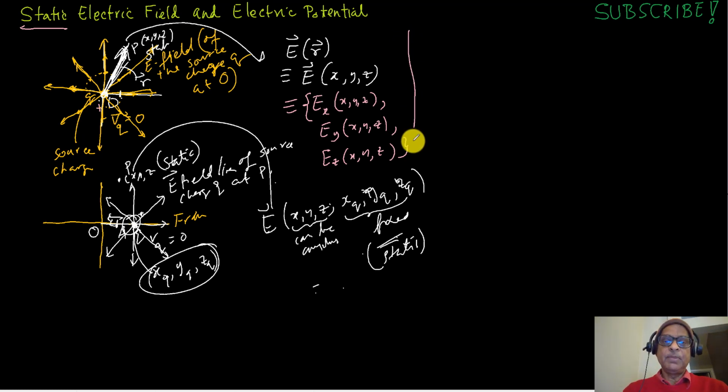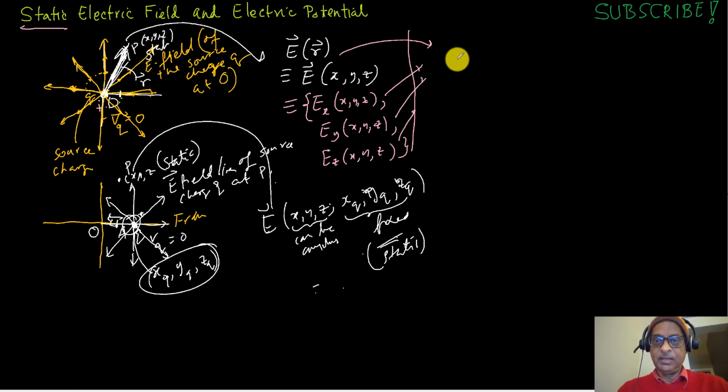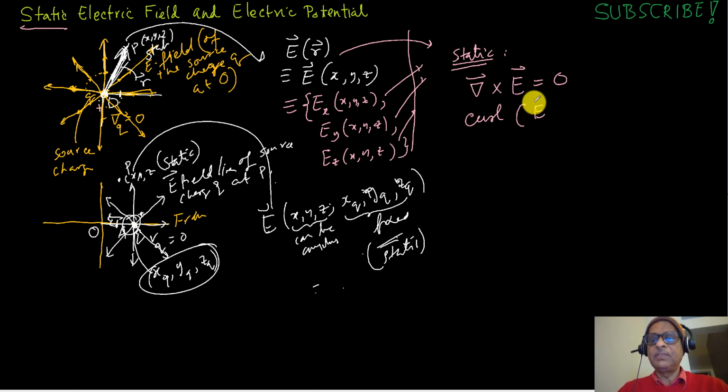So the property that these functions have is, if this is static, del cross E equal to 0. The so-called curl of the electric field is 0. So you might say this is a law of nature for a static electric field.